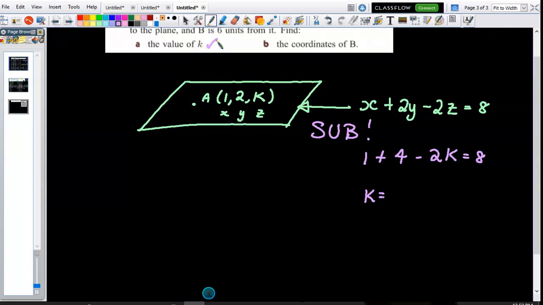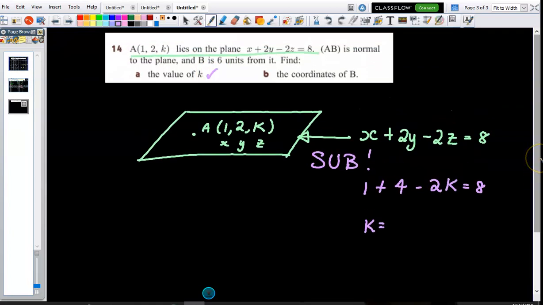Now we want the coordinates of B, and we go, all right, what's going on with B? So AB is normal to the plane. So in other words, we've got, let's change tactic, let's go this one. Normal to the plane is just another fancy word for perpendicular. So it's perpendicular to the plane, and notice I didn't just stop at A, because who says B is up here? It could be 6 units this way, it could be 6 units that way.